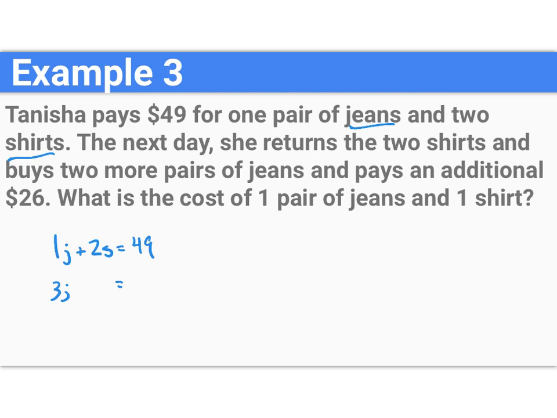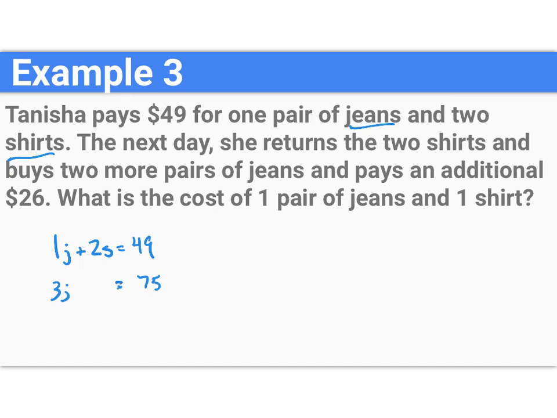And pays an additional $26. So 49 and 26. 49 and 50 and 26 makes $75. Now see how this worked out? She returned the two shirts, so that's 0 shirts.